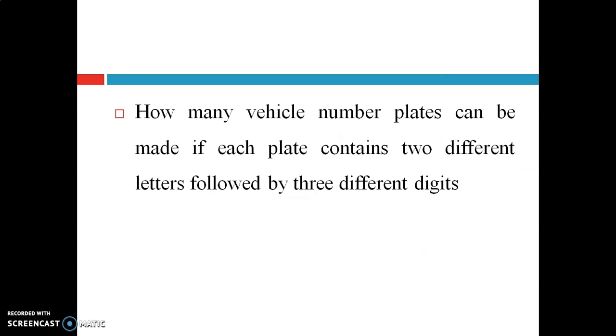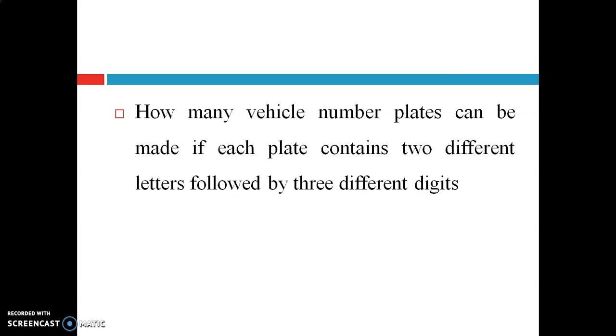We'll see examples. How many vehicle number plates can be made if each plate contains 2 different letters followed by 3 different digits? It is regarding the number plate used for vehicles. So how is it created? Here the number plate contains 2 different letters, initially letters are there, followed by 3 different digits. So how many different vehicle number plates can be made with this given condition?